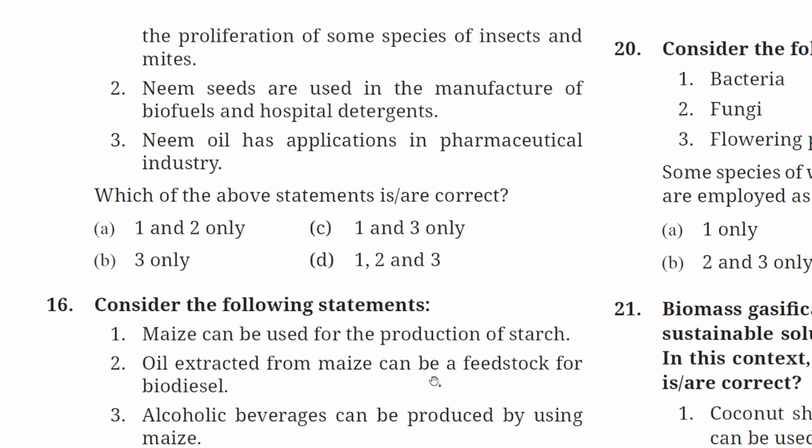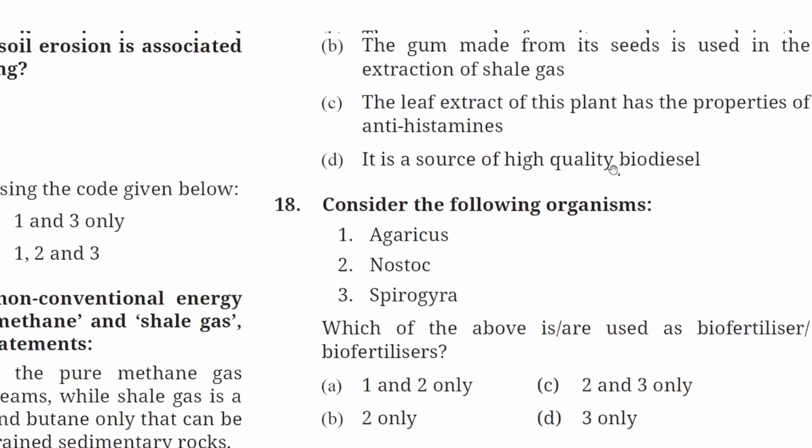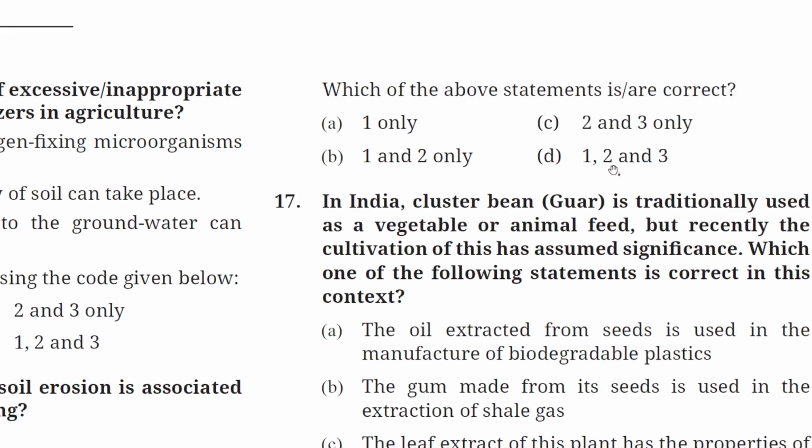Consider the following statements. Maize can be used for production of starch. Oil extracted from the maize can be a feedstock for biodiesel. Alcoholic beverages can be produced by using the maize. Basically, the question is about the different applications of maize in different technological aspects. So question number 16. It seems like almost all can be used. So the answer should be all the above, D, 1, 2, and 3.